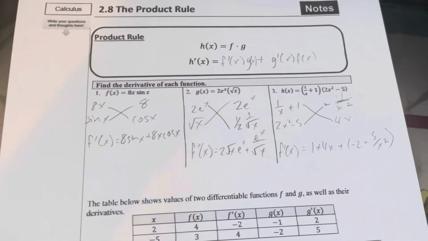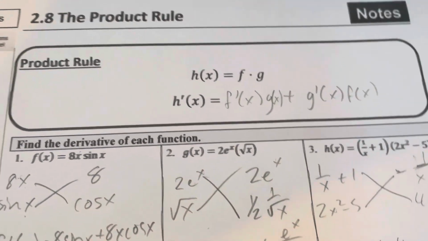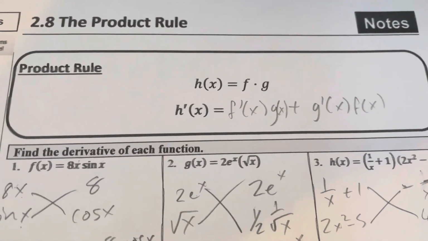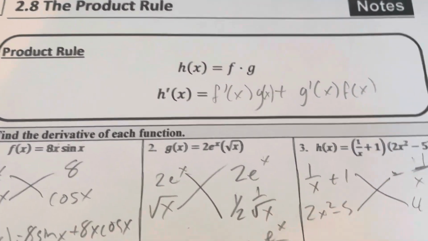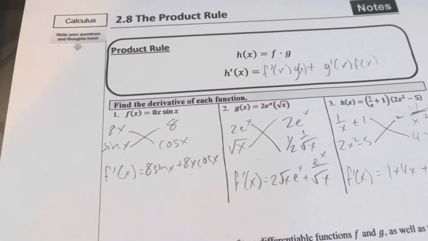2.8, the product rule. So the product rule states that h of x equals f multiplied by g, h prime of x equals f prime of x multiplied by g of x plus g prime of x multiplied by f of x. So there's a much easier way of doing this instead of memorizing the formula.